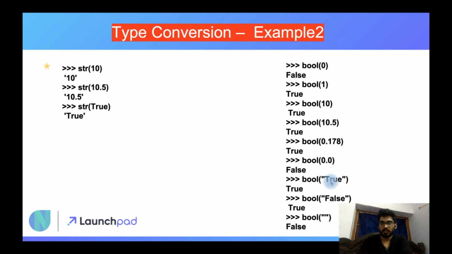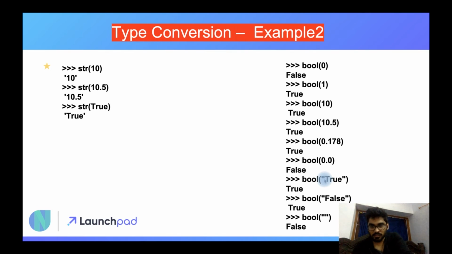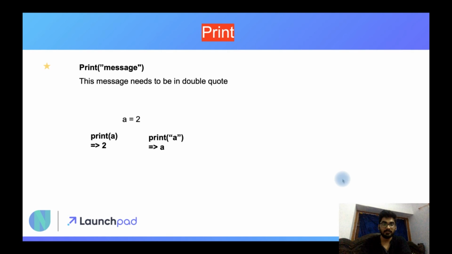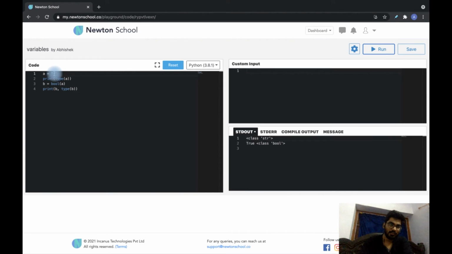Now I wrote true, and it is taking it as true. Here true is not a boolean. Hope you guys guessed that, right? Because true is inside double quotes. If things are written inside double quotes, what is it? It is a string. For example, if I write false inside it, let's run it. I'm getting true.